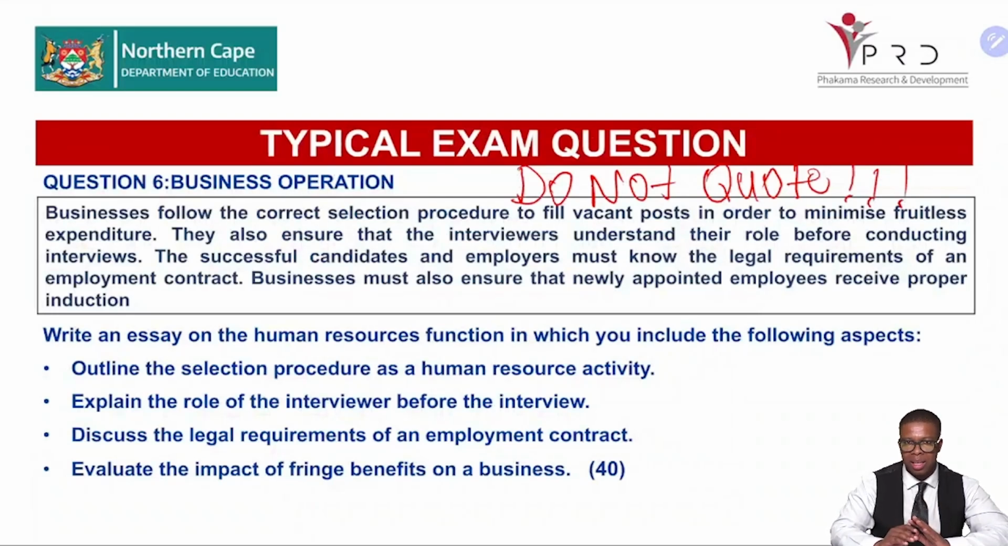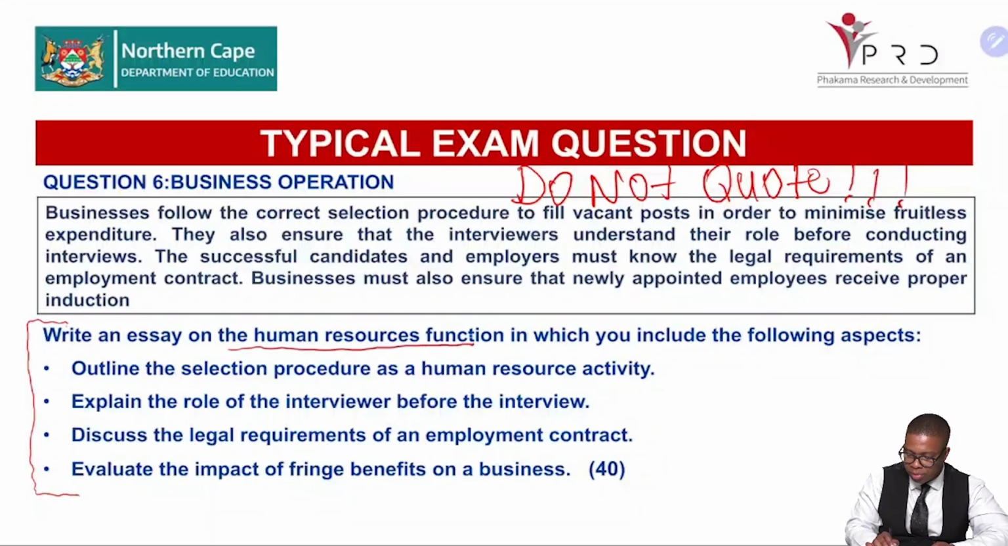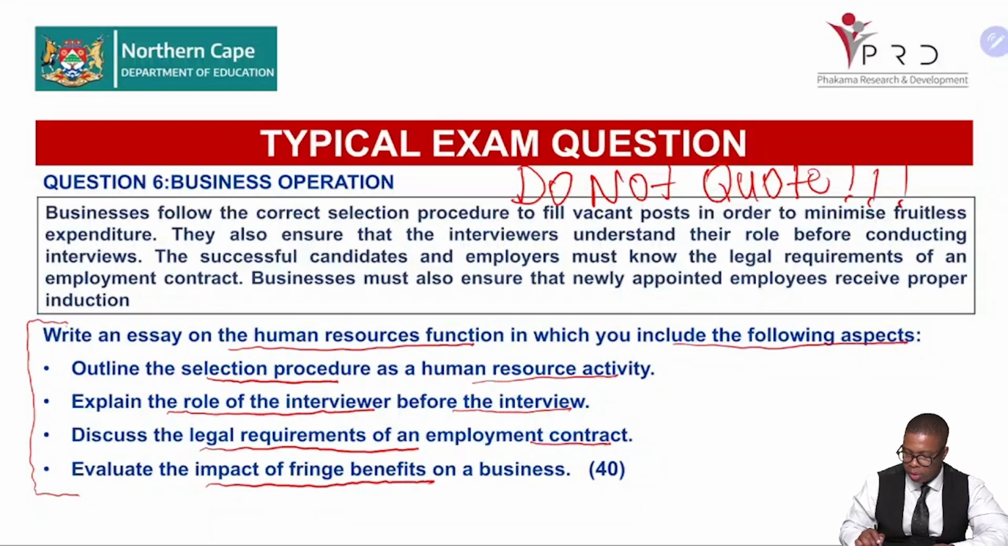Where's our focus? The focus is here. That's where you start writing, where you start using your pen after taking the instruction. Write an essay on human resource functions in which you include the following. Outline the selection procedure as a human resource activity. Explain the role of the interviewer before the interview. Discuss the legal requirements of an employment contract. Evaluate the impact of fringe benefits on a business. That is what is expected of you.